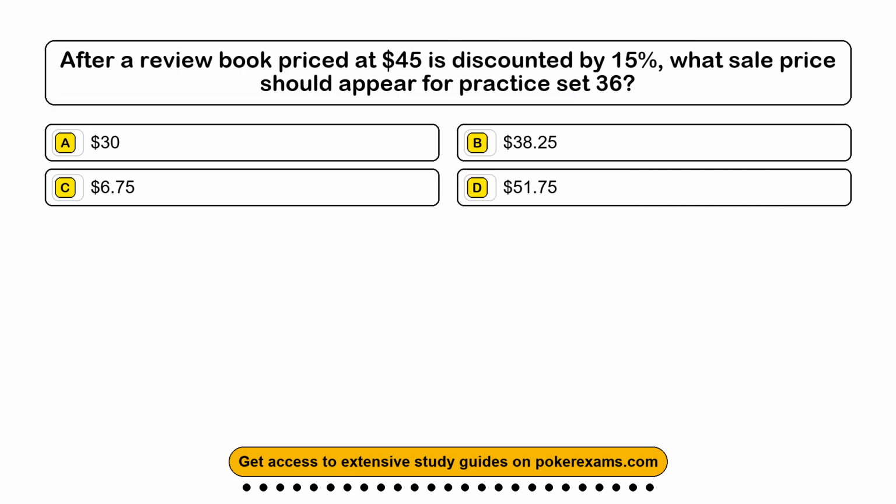Question 3. After a review book priced at $45 is discounted by 15%, what sale price should appear for practice set 36? Option A $30. Option B $38.25. Option C $6.75. Option D $51.75.